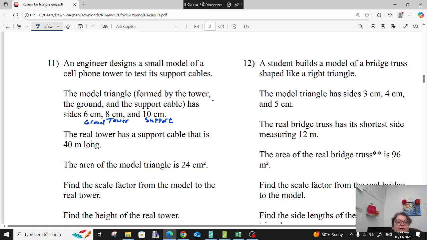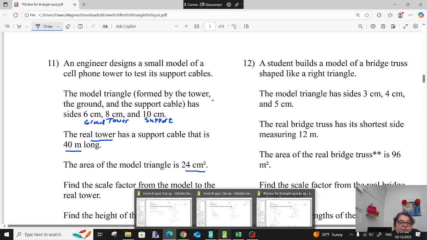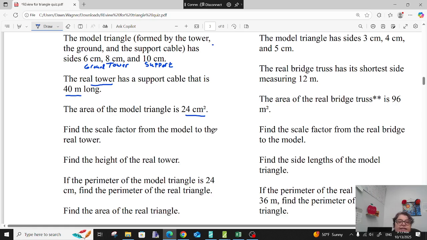Okay? So the real support cable is 40 meters long. That's the big one. The area of the model triangle is 24 centimeters squared. And it says first, so this is the first thing we have to do, find the scale factor from the model to the real tower.